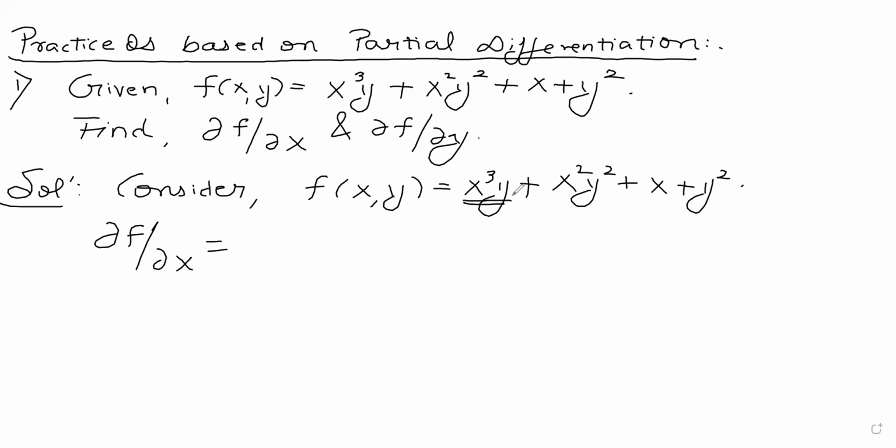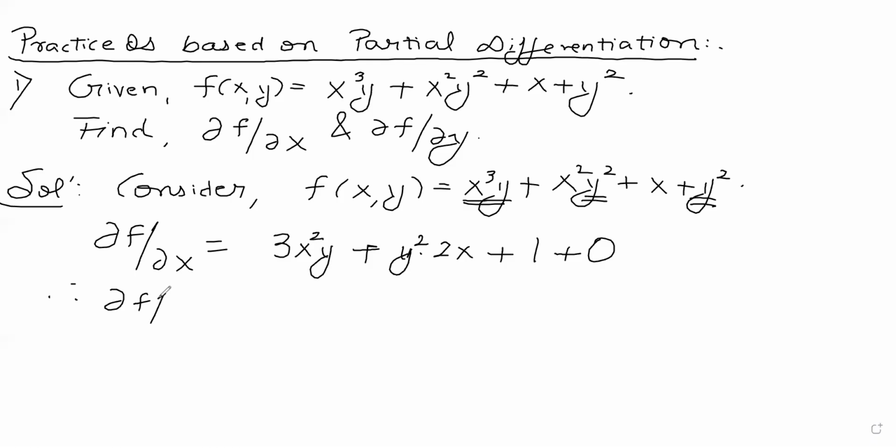Y is a constant. The derivative of x cube is 3x square times y, plus y square is a constant times the derivative of x square, which is 2x. The derivative of x is 1. The derivative of y square is 0. Why? Because y is assumed as a constant. So what is my answer? Del f by del x is 3x square y plus 2xy square plus 2.